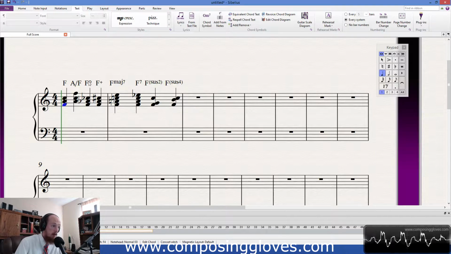Something I didn't put on this, but I could, is if you had a half diminished seventh chord, it would be the same thing. It would say F with a circle with a line through it. So there would be a slash through the circle, meaning half diminished.